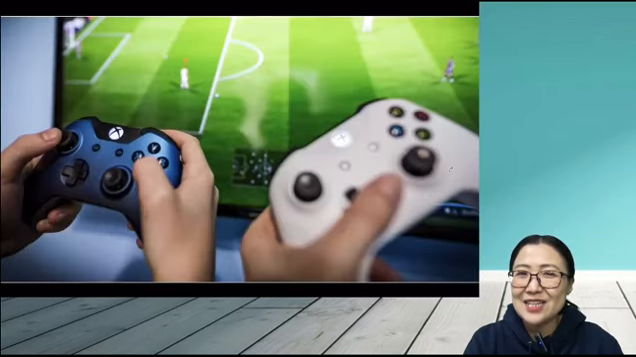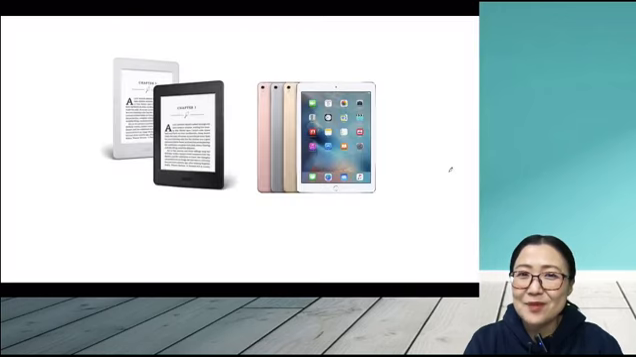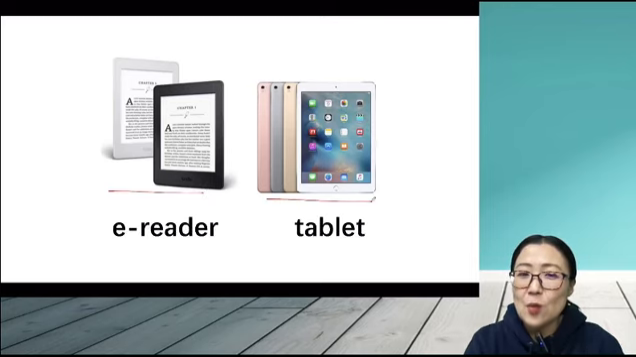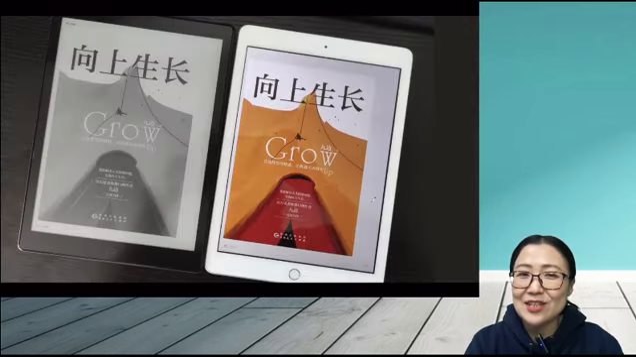And let's take a look at this picture and you can say the words. What can you see on the picture? Yes, you can see games console, right? What about this picture? Right, you can see the GPS. What about this picture? You can see the e-reader and tablet, right? What about this? Yes, this is e-reader and tablets.